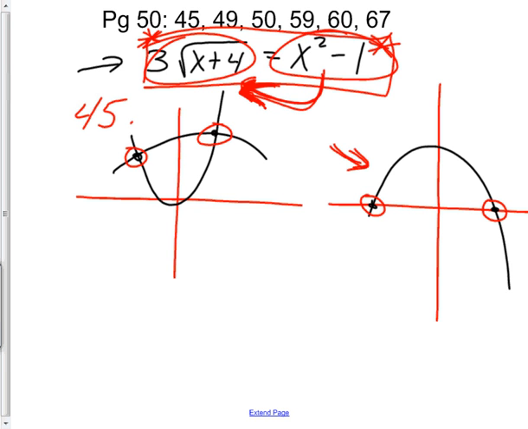All right, that's enough on that one. Then there's a few others that are fairly easy. We've already talked about how to do.